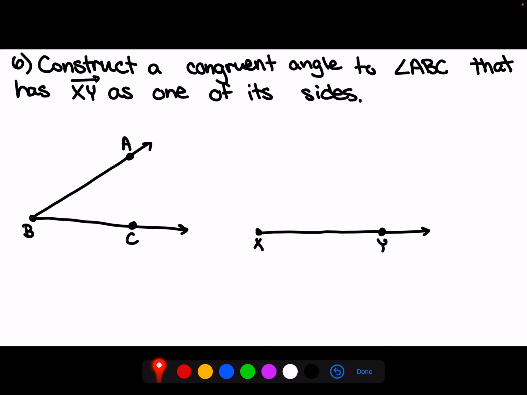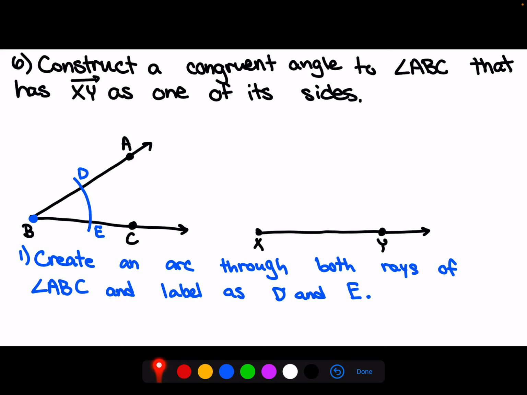do is we're going to go ahead and place the point of our compass on point B, and we're going to draw an arc through both rays. So it should look something like this. I'm going to go ahead and label both the points of intersection as point D and point E.